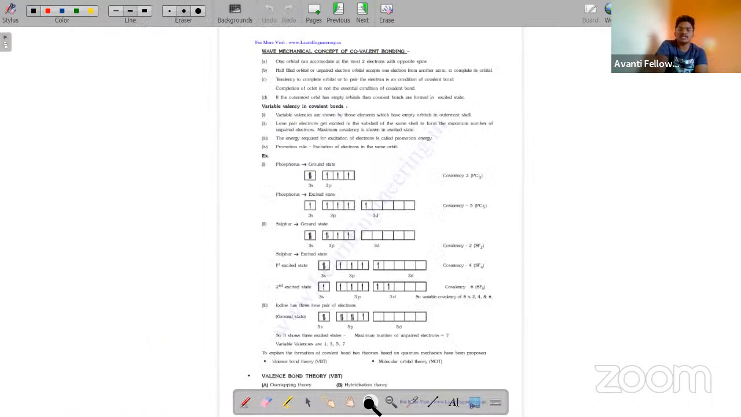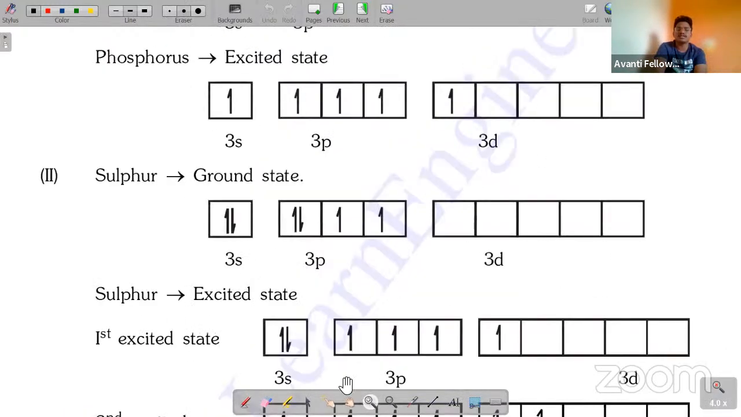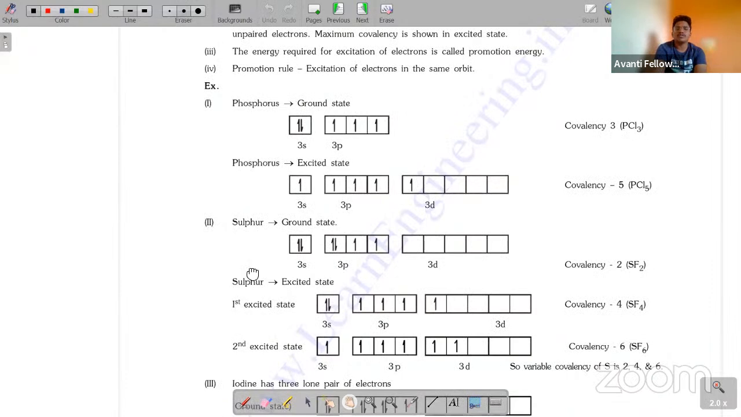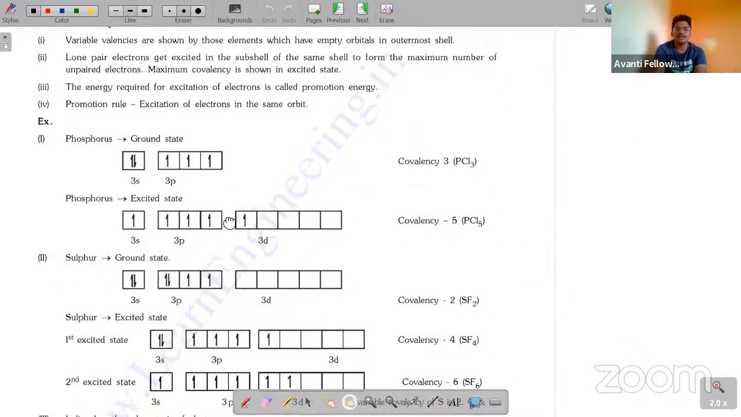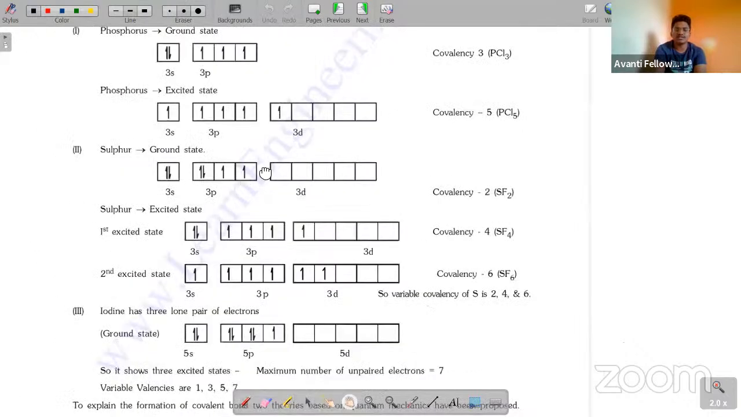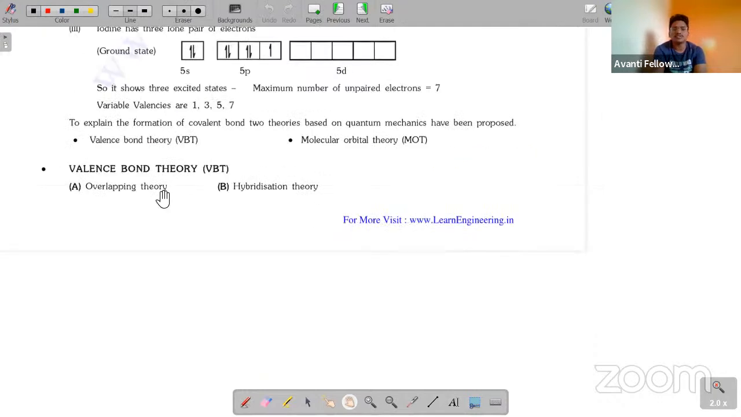Yeah, so the next one is VBT theory. Now, VBT theory depends upon the valence shell electrons. It helps us to explain the overlapping of orbitals and hybridization theory. So let me tell you what VBT is exactly.